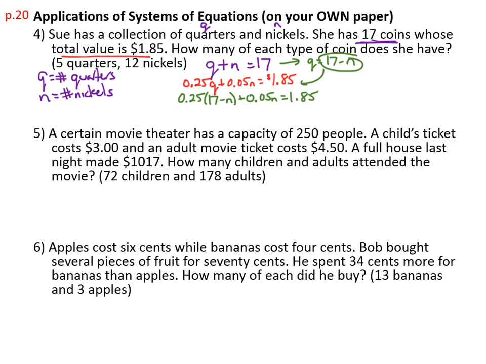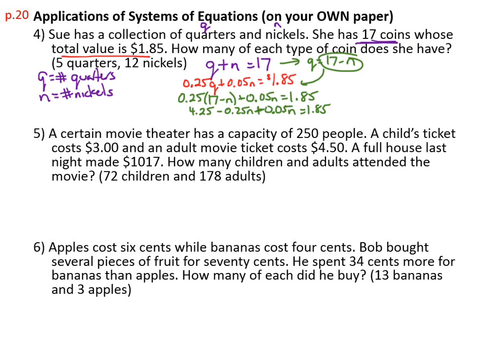Okay, so multiplying through using that distributive property, our 25 cents times 17, plug that into that lovely calculator, and we get 4 and 25 hundredths, or we have $4.25 in quarters, minus N, or whoops, not minus, just plain old N, 0.25 N. Don't forget to distribute, plus our nickels, so 5 cents per nickel equals $1.85.